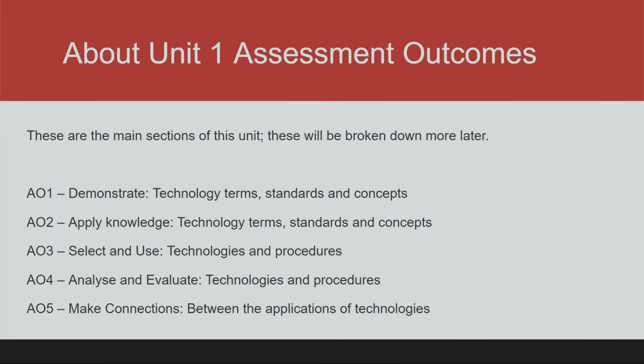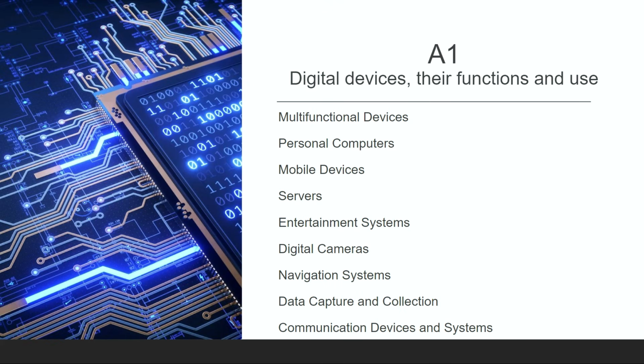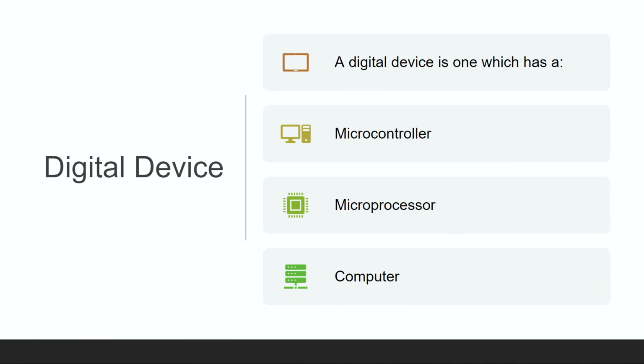All right, so let's make a start on Unit 1, Part 1. It says A01, we have to demonstrate technology terms, standards, and concepts. So let's jump straight in. Skip this part, skip this part. So we have digital devices. That's the name of this part.